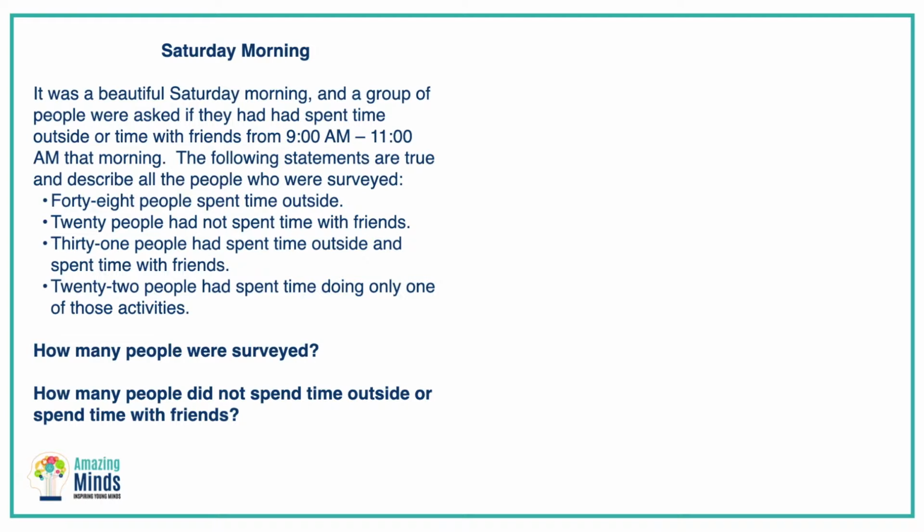Saturday morning. So as you read this problem, what you'll see is that a group of people were asked how they had spent their time between 9 and 11 a.m. one Saturday morning. And they were given 2 choices. They were asked if they spent time outside or if they spent time with friends. And then it gives some information from the survey.